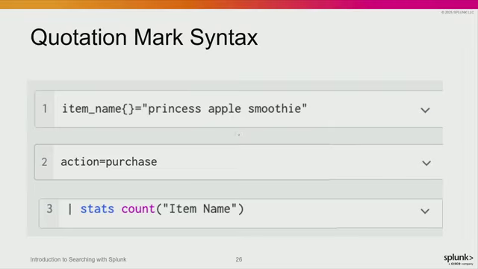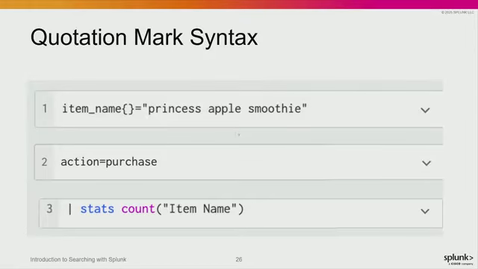Now, when you're running your searches, we do want to be mindful of our syntax. If you have any spaces or any special characters, we want to make sure that we surround them with double quotes. Now, if we take a look at line 2 here, we're looking at a field called action with a value of purchase. No spaces, no special characters, no problems. We don't need double quotes. But if we take a look at this first search string here, where we're looking for an item name, we can see this smoothie is called Princess Apple Smoothie.